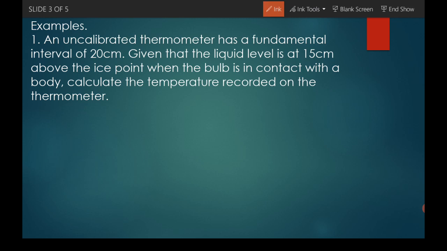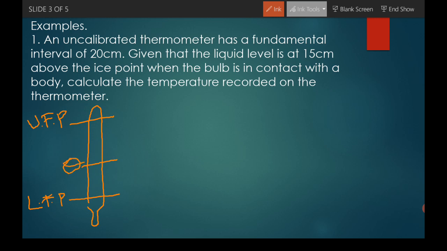Still here, what we do, we can come up with a simple sketch of our thermometer. Then locate where we have the lower fixed point and the upper fixed point. And then where we have the temperature of the body, we can call that temperature theta, like this. We shall call the distance between the liquid level and the lower fixed point x. And then the distance between the upper fixed point and the lower fixed point, we shall call y. So in order for us to get the temperature theta, we shall simply say that theta is equal to x divided by y times 100 degrees Celsius. That is the equation that we're going to use.